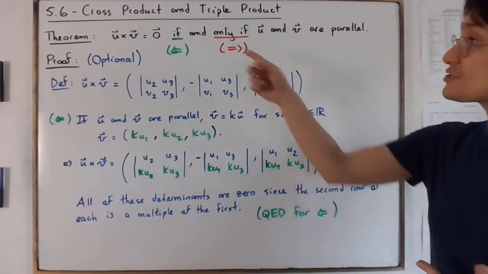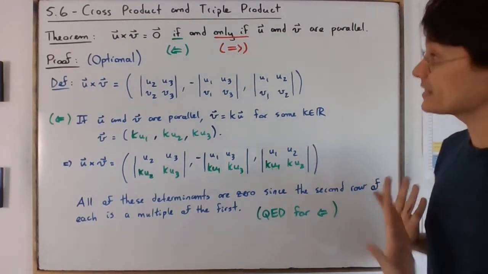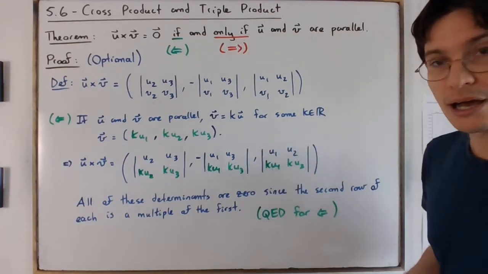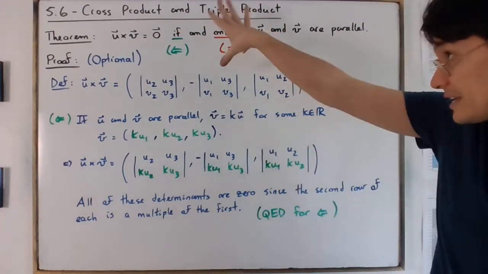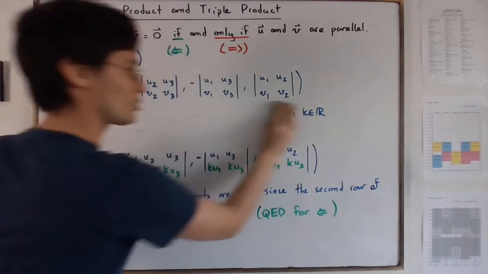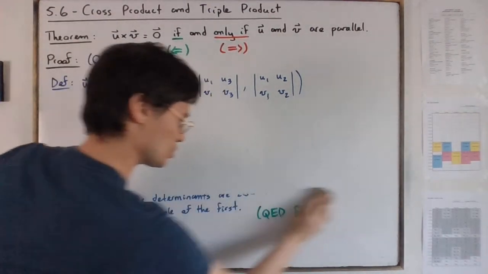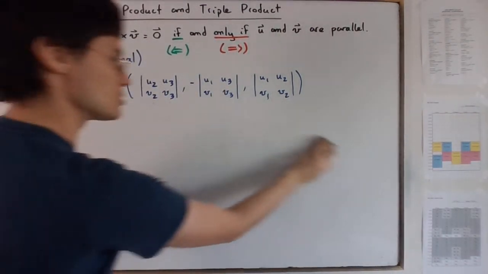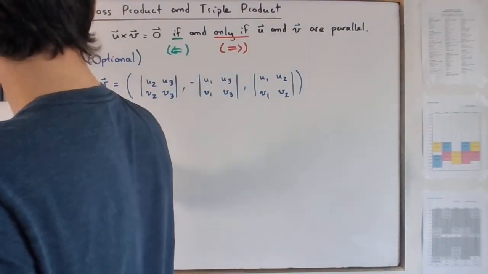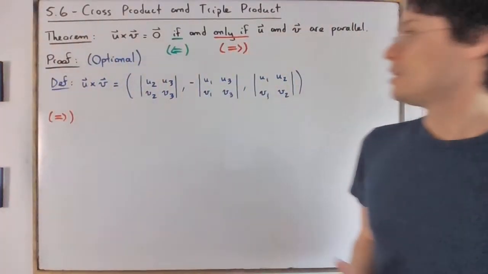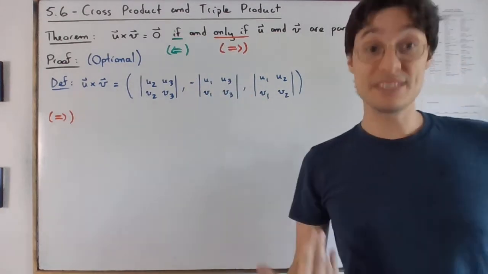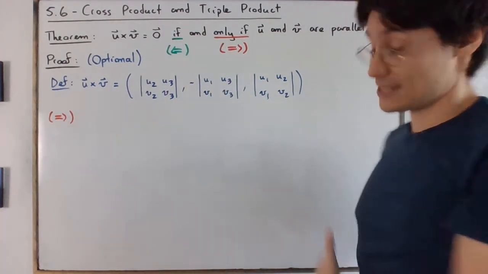Now it remains to prove this other part, which is, I think, harder, but let's try it and see if it's really harder. I'm going to erase just this part and keep the theorem and the definition. Now we're doing the opposite: we suppose that the cross product is 0, and we want to prove that u and v are parallel.